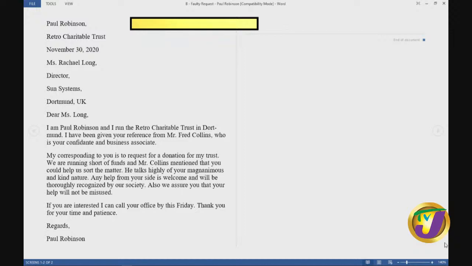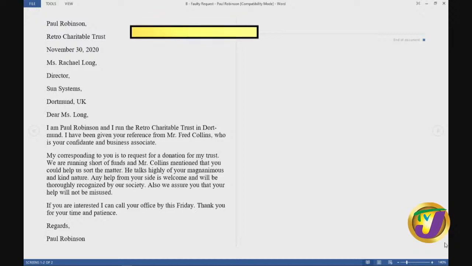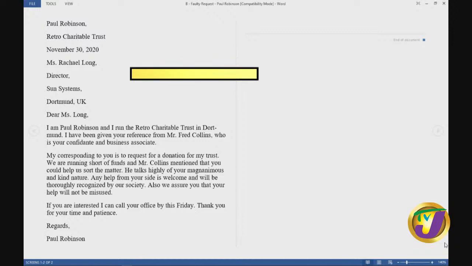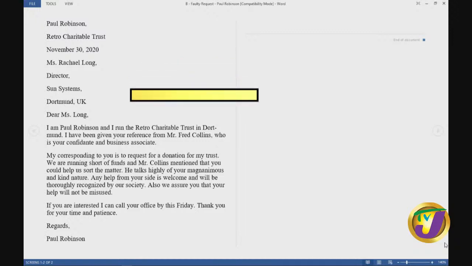Then, if you notice, there is no break between the addresses. They just basically run one right into the other. So you do need to have a little break between the date at the end of Paul's address and the beginning of the receiver's address. There needs to be a little break there.